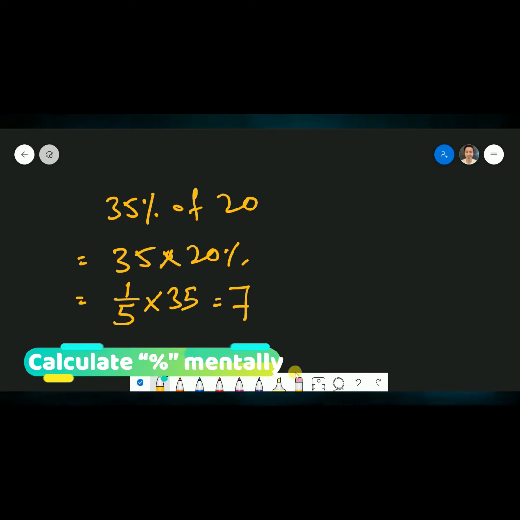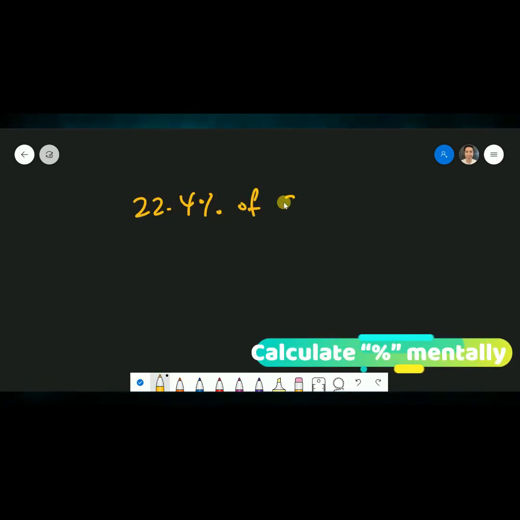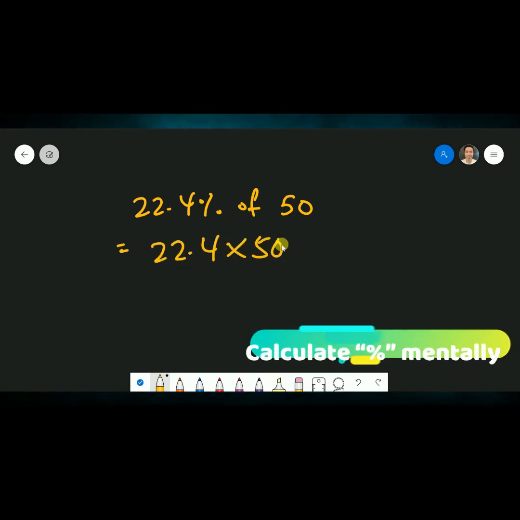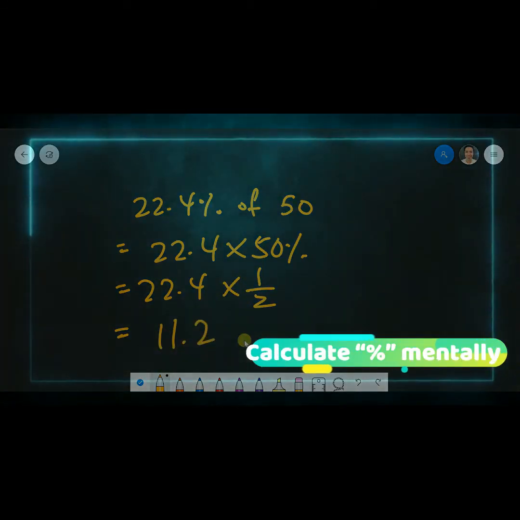Okay, so our last example here. What if we have 22.4% of 50? We can write this as 22.4 times 50%. And 50% we know is 1/2. So our final answer will be 11.2. Wow! Have you ever thought the calculation of percentages can be performed in this way? Well, it's pretty cool and interesting, isn't it?